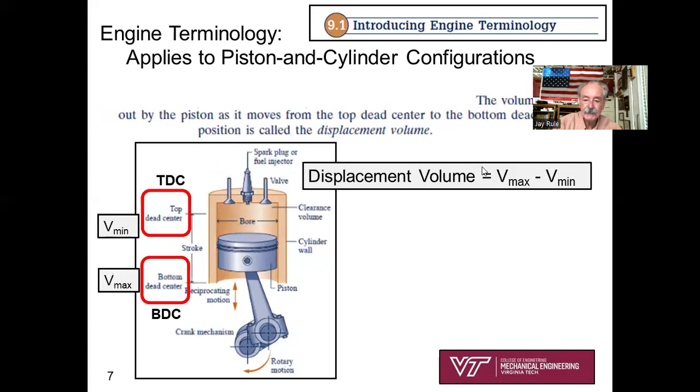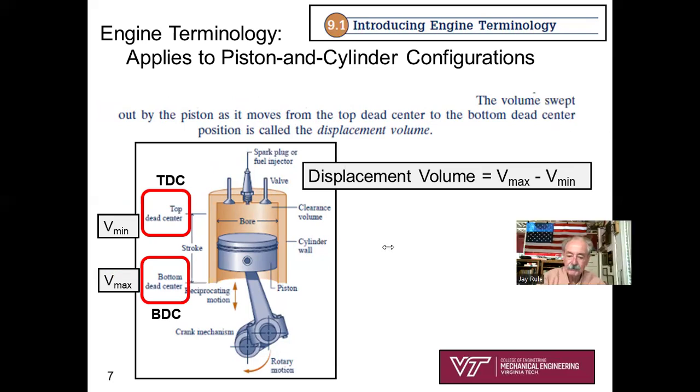The displacement volume in your textbook. The displacement volume is simply the difference between the maximum volume and the minimum volume. So there will be homework problems where the assignment is to calculate the displacement volume. All you've got to do is get values for V max and V min and subtract the two. Displacement volume.